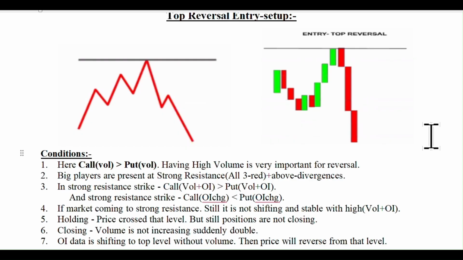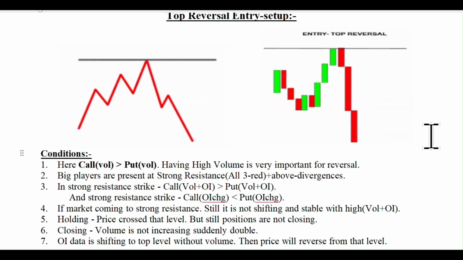The first condition is that the call volume should be greater than the put volume. High call volume is one of the most important signals for identifying a potential reversal. When the call writer volume is greater than the put writer volume at a particular strike price, we consider that strike to be a strong resistance level. This indicates that call writers are aggressively defending that price.